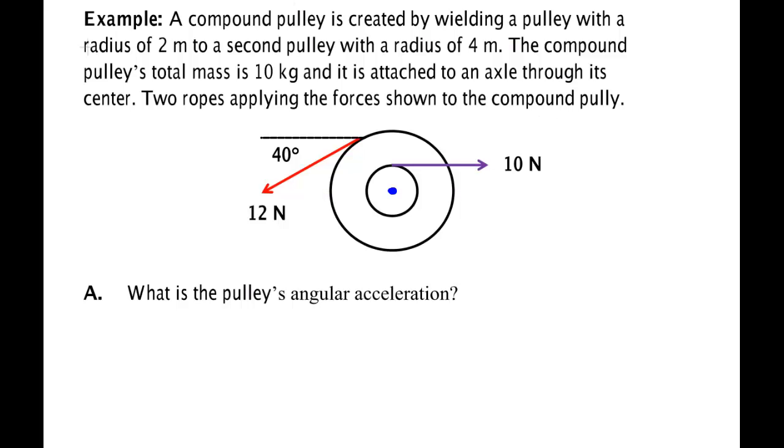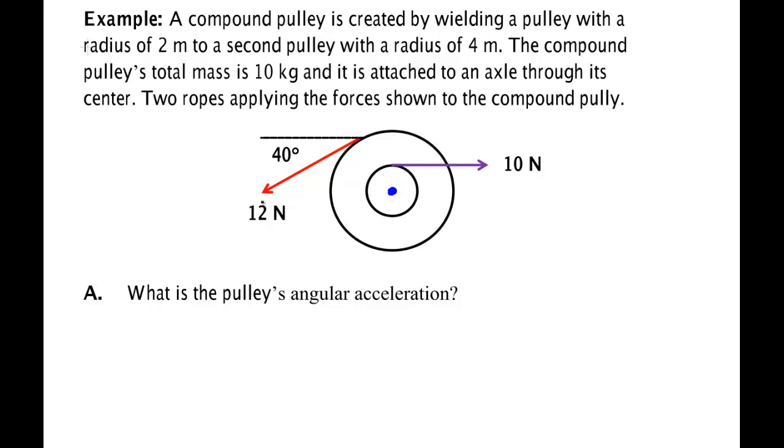In the second video on applying Newton's second law to rotation problems, we have a compound pulley. This is a pulley in which a bigger pulley has been attached to a smaller pulley. They may have welded them together or attached them some other way. And it's got a shaft right here in the middle that's holding it up with an axle.